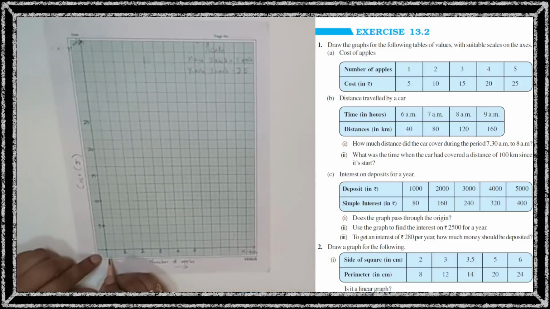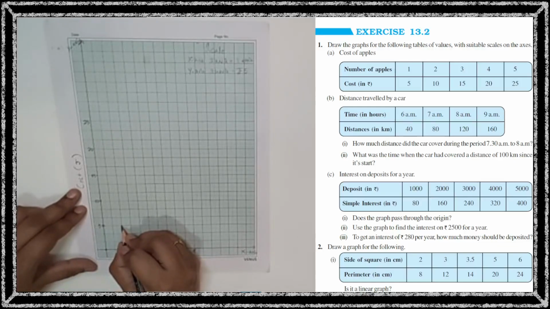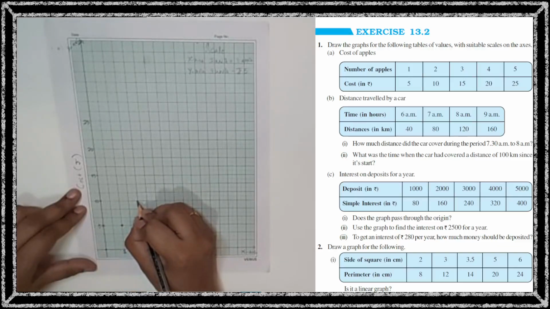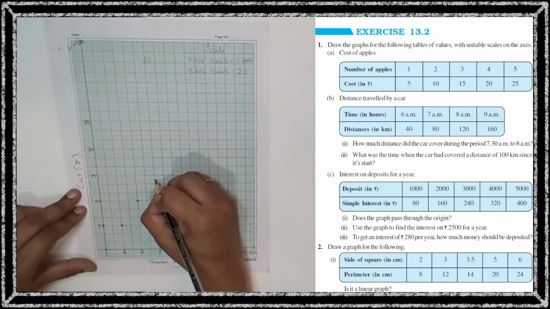So now the next step is you're going to plot the points. For 1 you have 5. This is the first point. For 2 I have 10. For 3 I have 15. Quite natural, right?